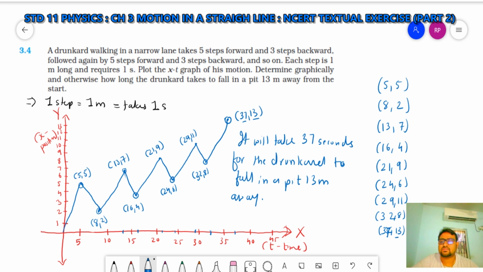Now let's move to the next, 3.6. 3.5 we had already completed in our last video lecture. So now let's move to 3.6.